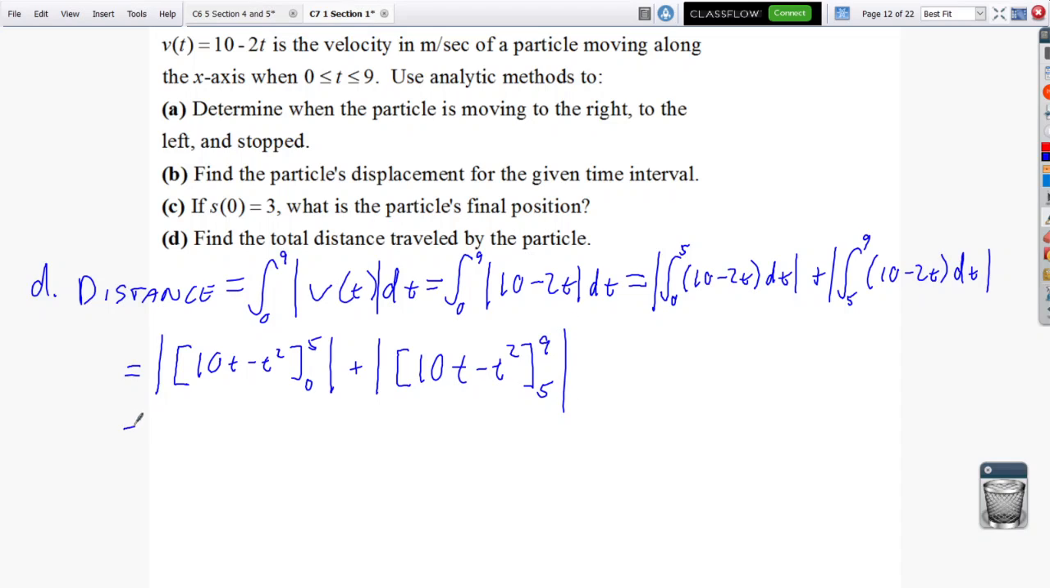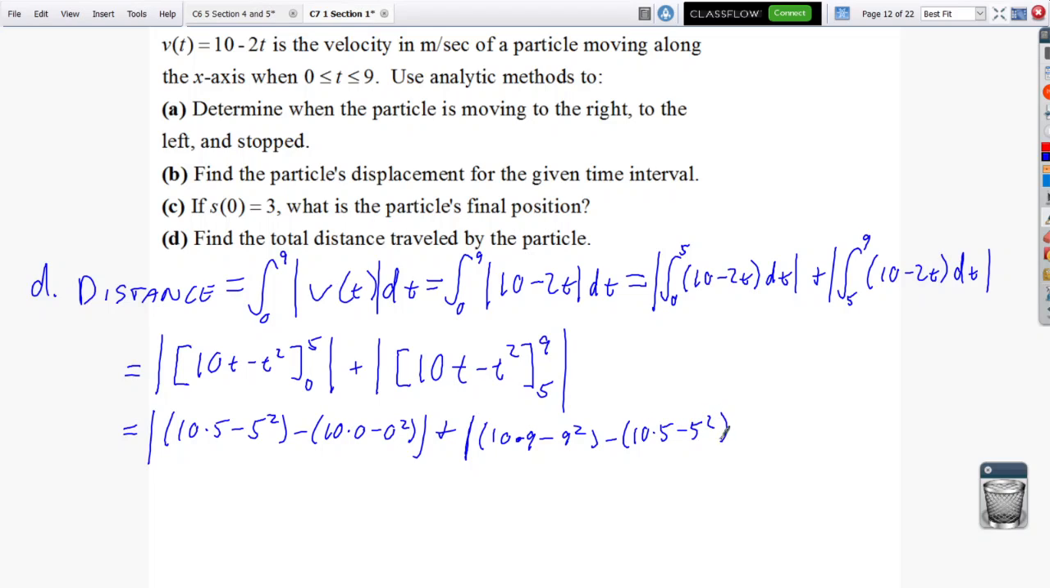So this is going to be a little bit messy to write it all out, but absolute value of 10 times 5 minus 5 squared minus 10 times 0 minus 0 squared. There's the first quantity plus absolute value of 10 times 9 minus 9 squared minus 10 times 5 minus 5 squared. And now just do the arithmetic.